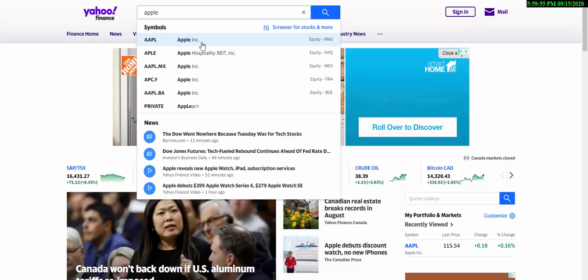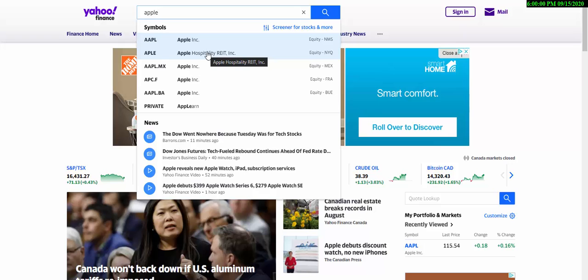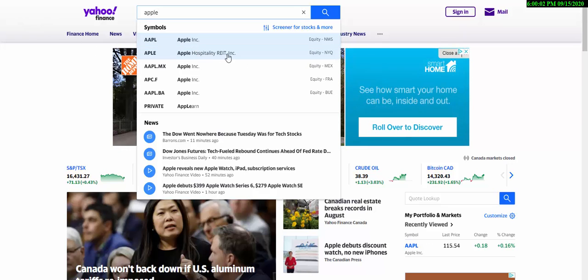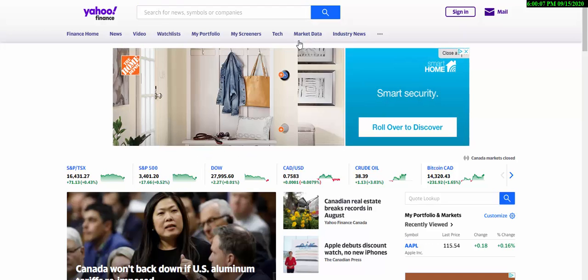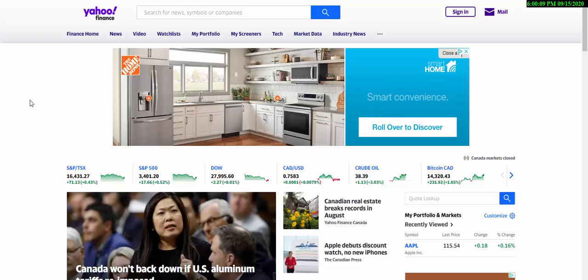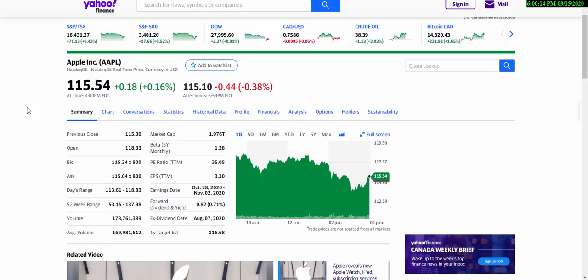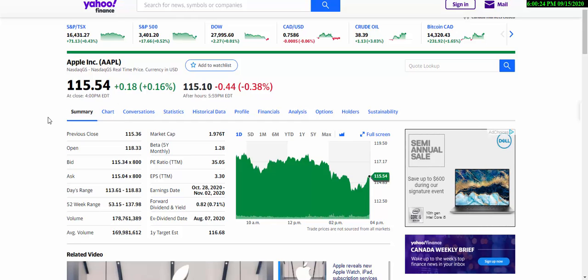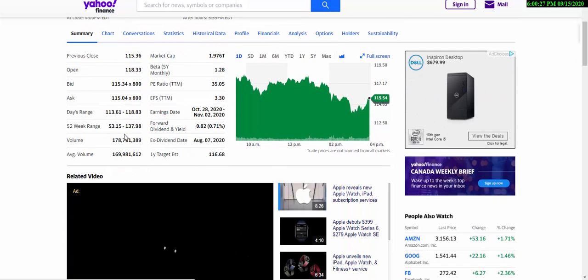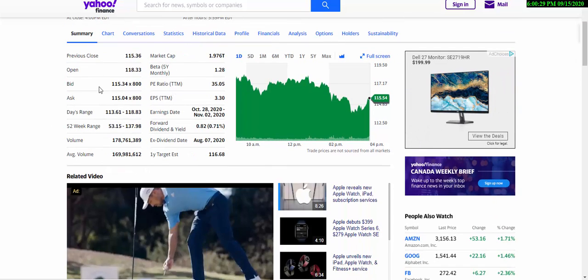We have to pay attention because sometimes there are companies named the same, and we have to pay close attention to which one we select. In this case it's the first one. We click that one and it takes us to the general information of the company. Here you have the price of the stock at that moment and the variation of the price, and this is the after hours price. And you can see a general overview of the company, very general but important at the same time.